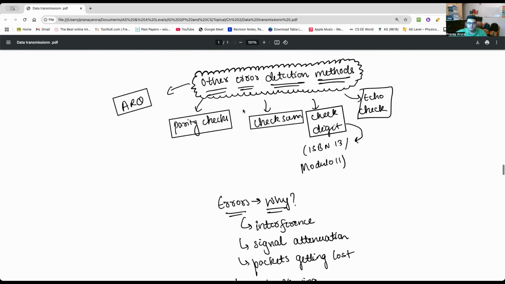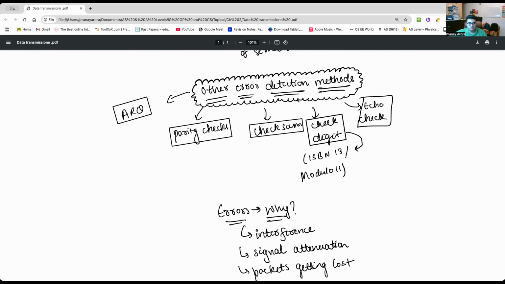Coming to the next topic, which is error detection methods. We discussed CRC, cyclic redundancy checks, at the start. We also need to discuss the other error detection methods that detect errors if an error has occurred during the data transmission. So all of these are the types: we have ARQ, parity checks, checksum, check digit, and echo check.